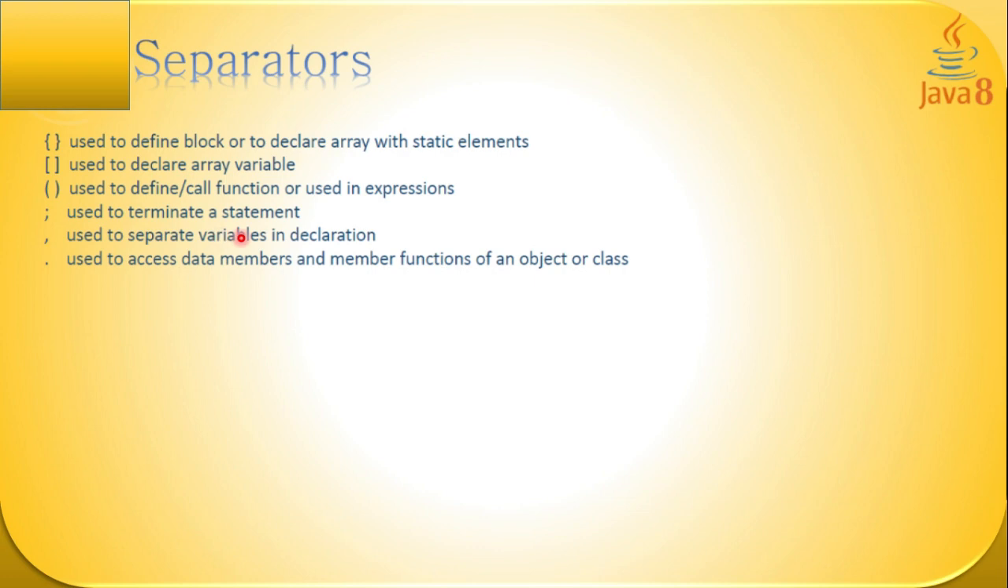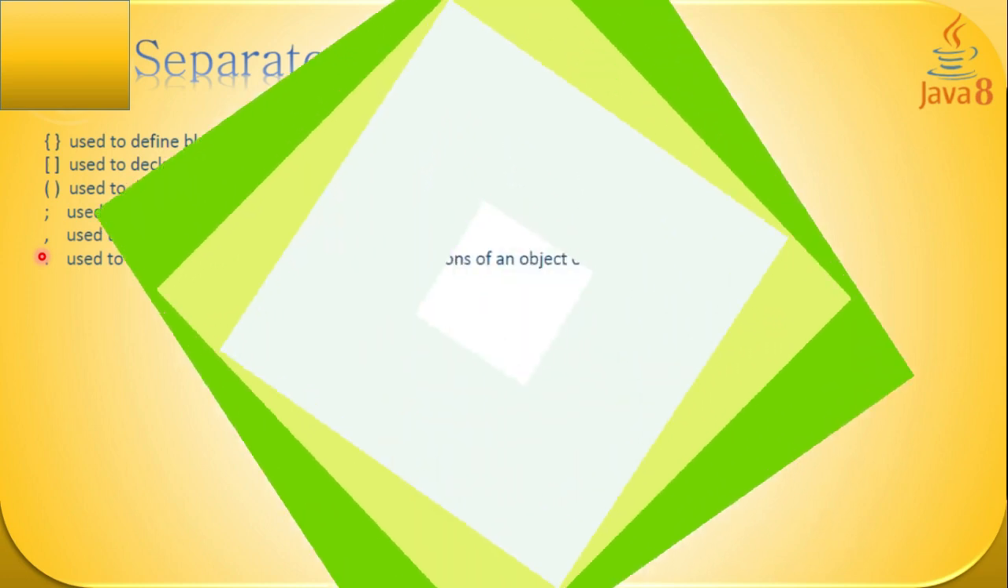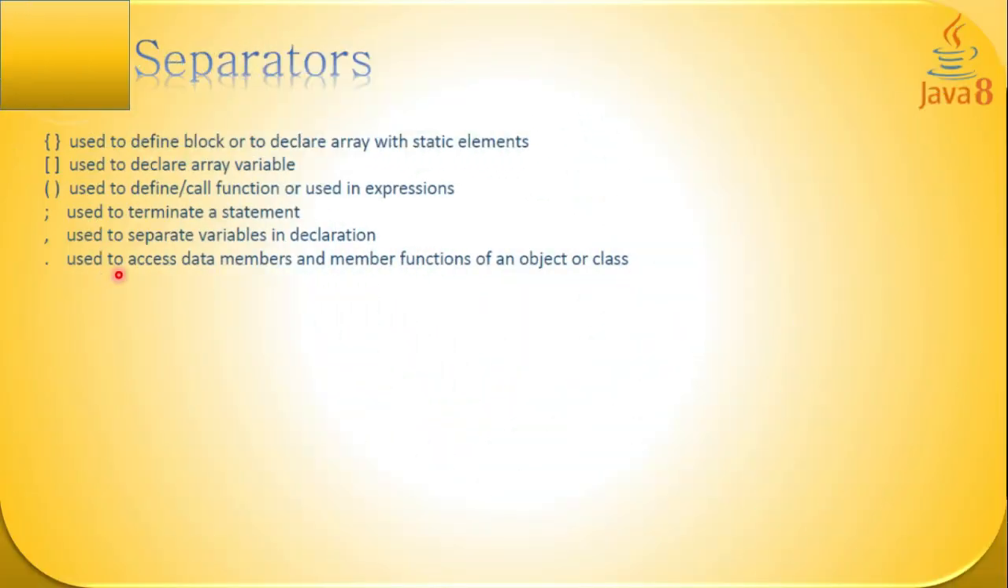Semicolon is used to terminate a statement in Java. Comma is used to separate variables. Suppose you wanted to declare many variables of the same type, then we will be using a comma. Now dot is used to access a method or function. To access, meaning to call a method or function in your program, dot will be used.